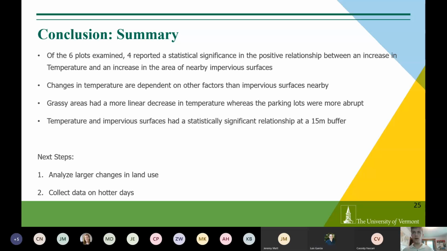And our last conclusion is that the temperature and impervious surfaces had a statistically significant relationship at a 15-meter buffer in both tests, which means that in the future, I would like to analyze larger changes in land use to see if it was due to this 15-meter buffer or if it was just bad data in that time. And then I'd like to collect data on hotter days, because a lot of the days where I collected data were mostly cloudy and partly cloudy.